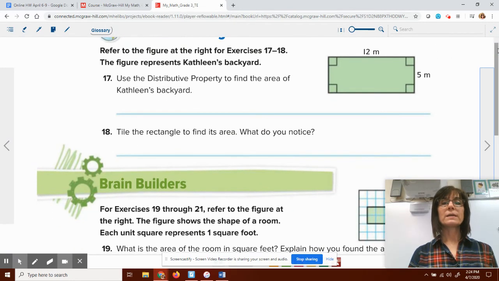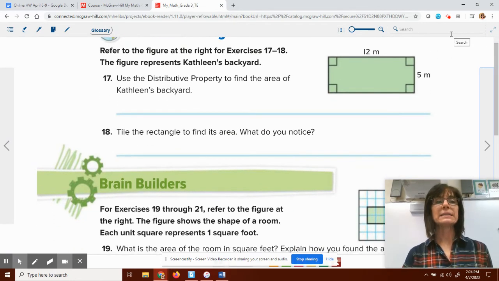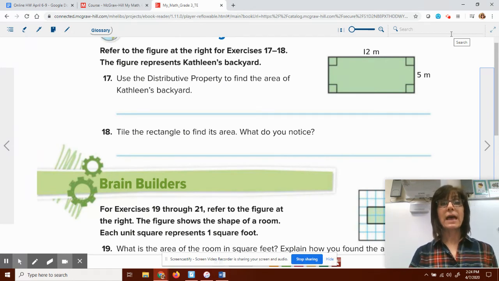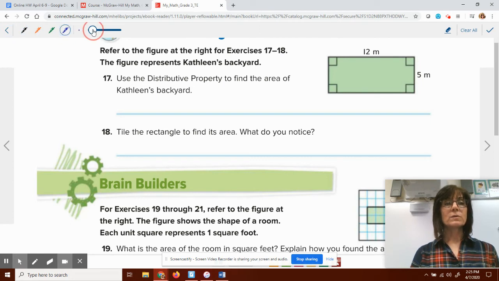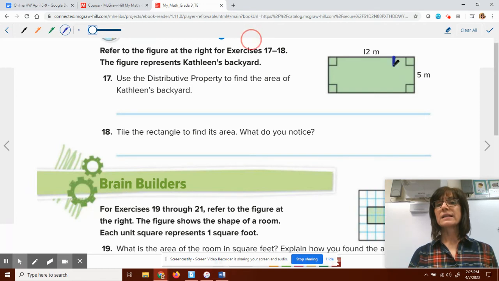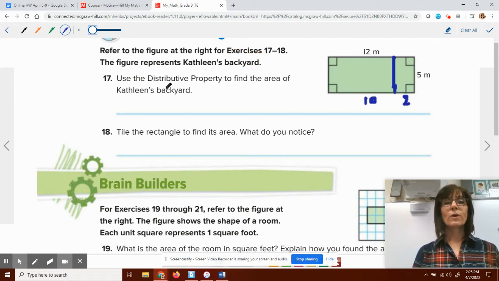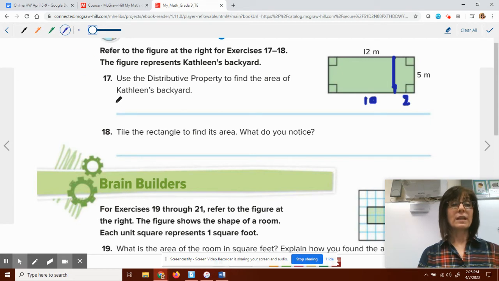Refer to the figure at the right for exercises 17 and 18. The figure represents Kathleen's backyard. It says use the distributive property to find the area of Kathleen's backyard. When we use distributive, we're partitioning or distributing the factor. And they're saying, let's cut her backyard up here and make this 10 and 2 instead of 12.